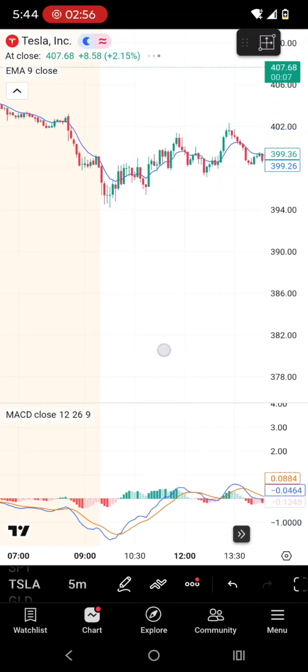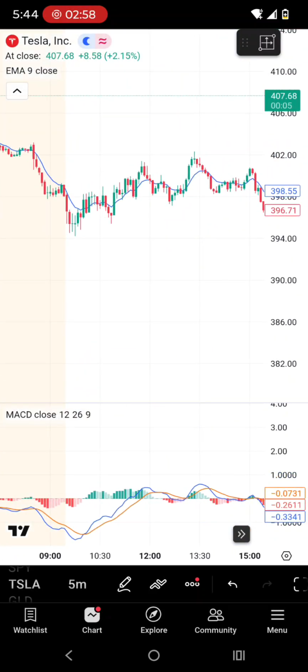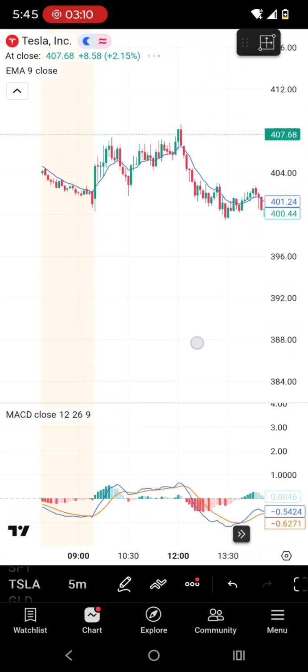Let's see if we can find another example. So this day is really choppy. So you got to make sure that you respect your stop losses. I'm also using EMA. The EMA has helped me to confirm whatever the MACD is telling me. So let's go back another day.